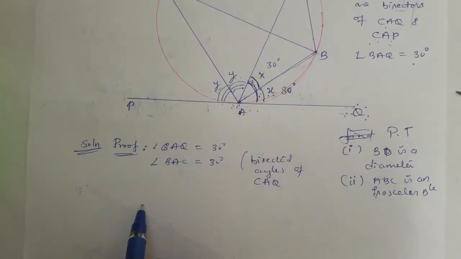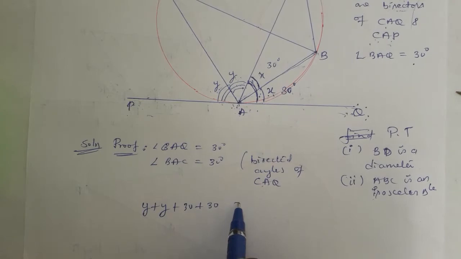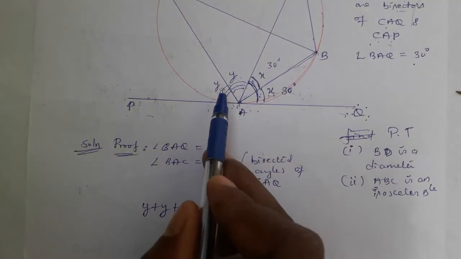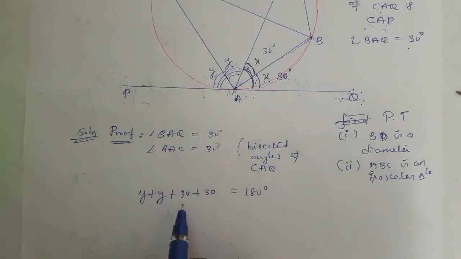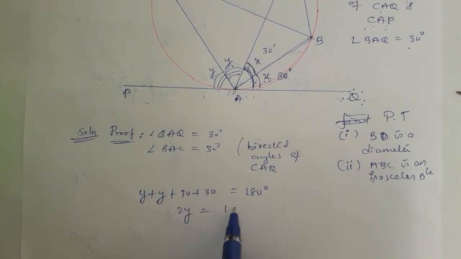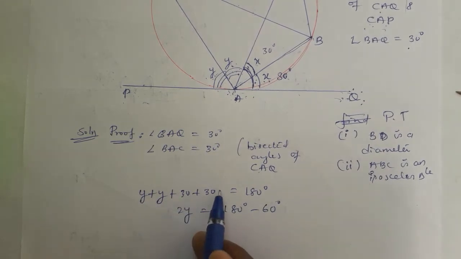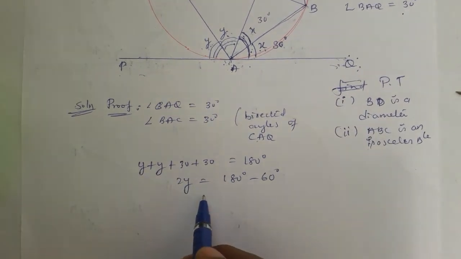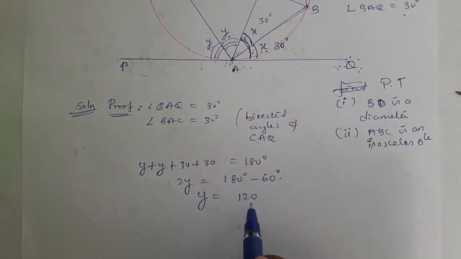What will we write? y plus 30 plus 30 is equal to 180 degrees. I write y plus 30 plus 30 equal to 180 because PAQ is a straight line. 2y is equal to 180 degrees minus 60 degrees. 2y, y plus y is 2y, and 30 plus 30 is 60, shifted to the right-hand side as 60 degrees. y is equal to 180 minus 60, 120.